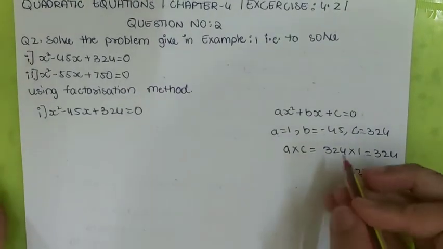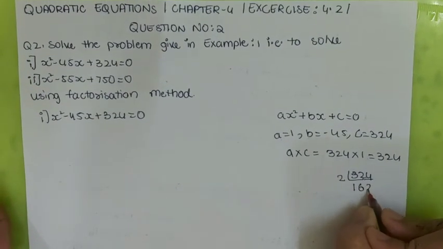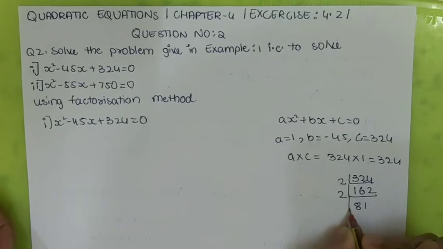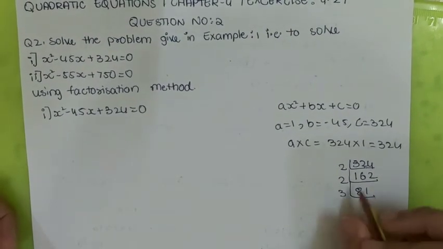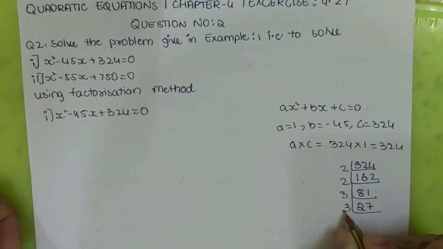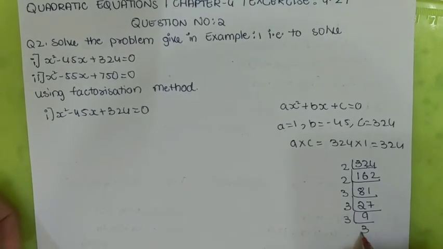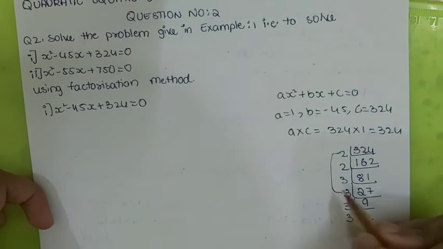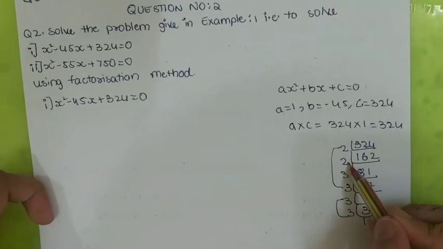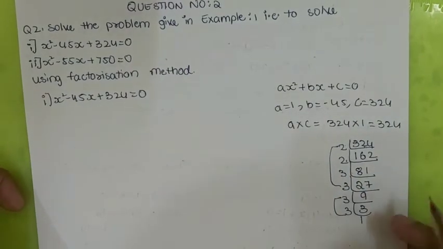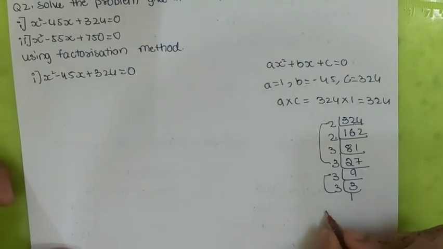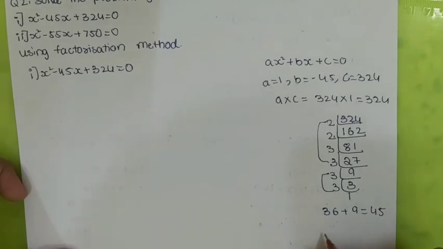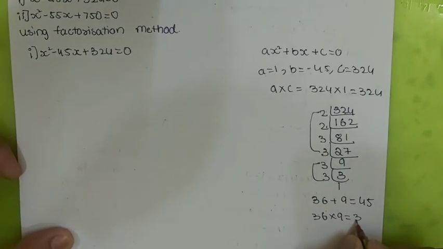324 is divisible by 2, that gives 162, and again 162 is divisible by 2, that is 81, and 81 is divisible by 3, that is 27, and 27 is divisible by 3, that is 9, and again 3 and 3. Here first I am taking 2 into 2 is 4, 4 3s is 12, 12 3s is 36. Then 3 3s is 9. So you can see 36 plus 9 is 45 and 36 into 9 is 324.